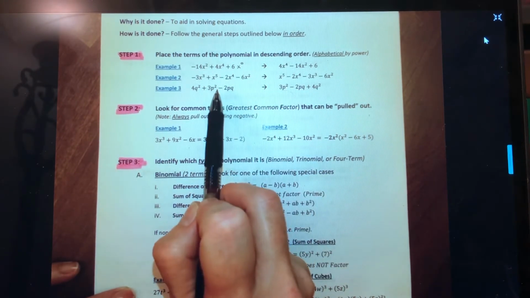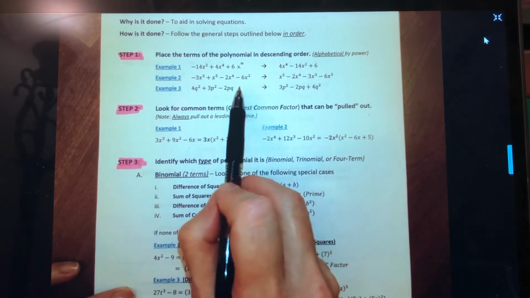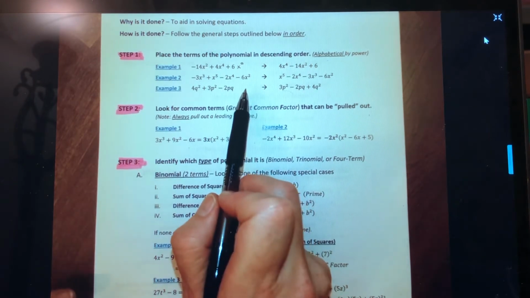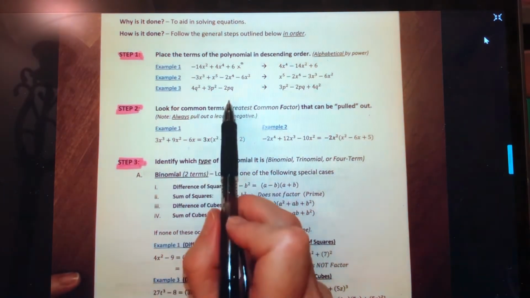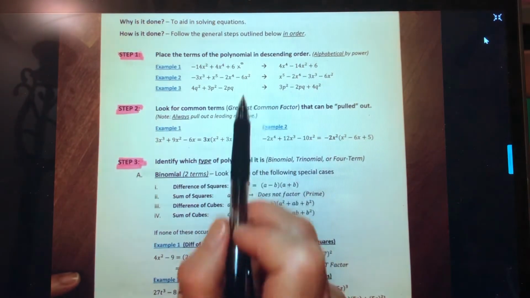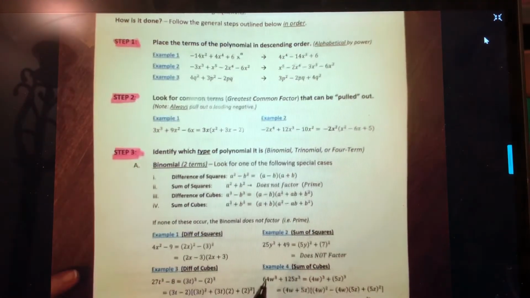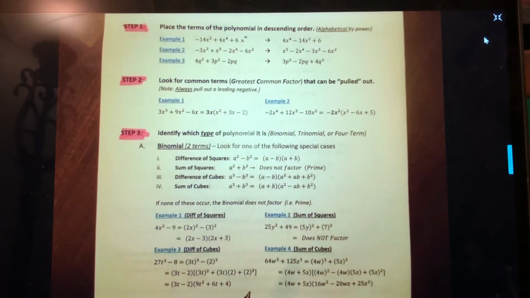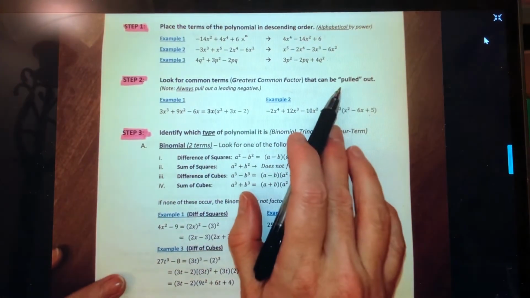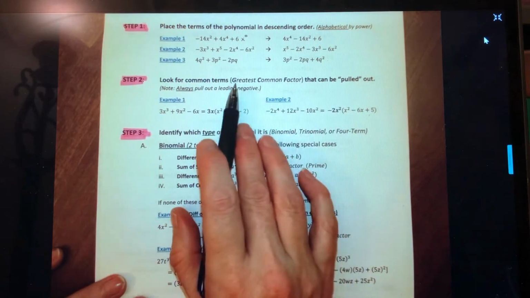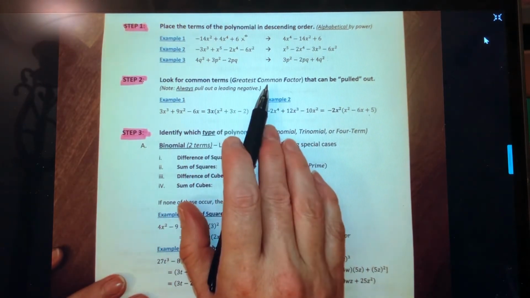So again, this is the first step of factoring. Please make sure your polynomial is in descending order. Again, it might be given to you that way. If it is, great, you're ready to move to step 2. If it's not, then you need to proactively do that on your own, and then we will go to step 2. So step 2 talks about pulling out, is a phrase sometimes we use, the GCF, or greatest common factor.